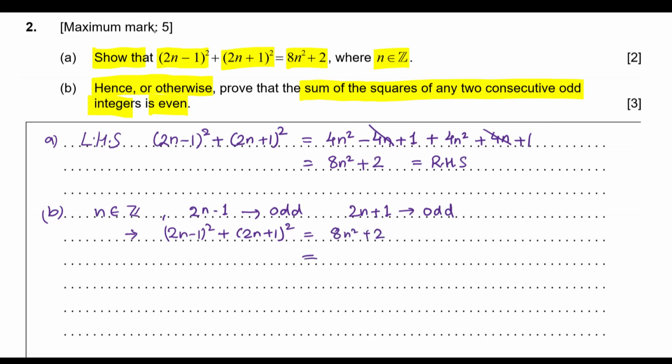We can rewrite this by taking 2 common, and then it becomes 2 times (4n squared plus 1). Now for any n belonging to the integers, it doesn't matter what 4n squared plus 1 is, if we multiply it by 2, this is always going to be an even number. So we can write that the sum of the squares of any two consecutive odd integers is going to be an even number.